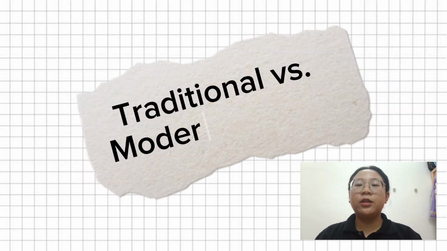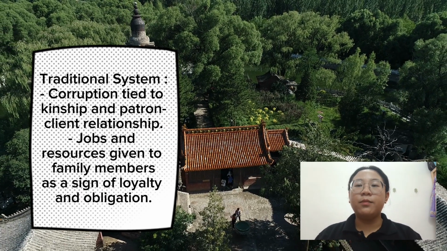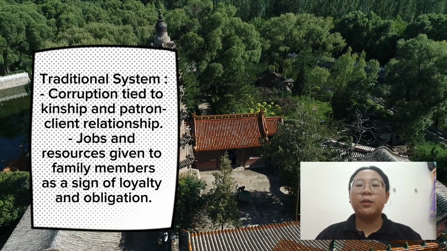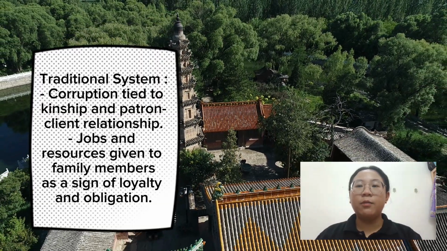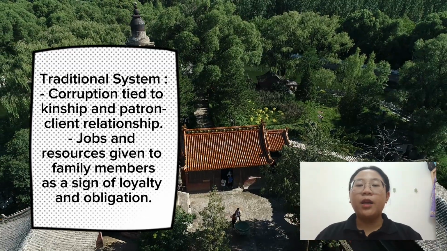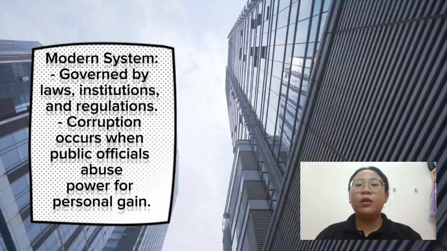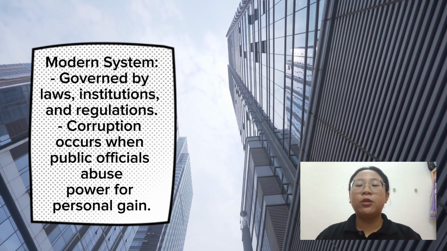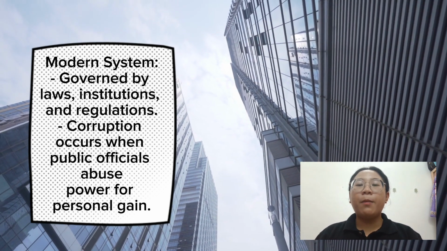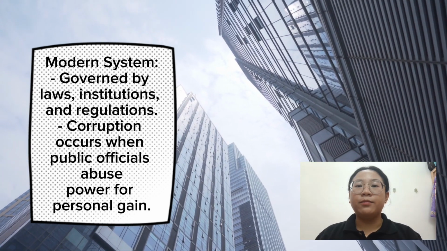Lastly, traditional system versus modern system. In a traditional system, corruption operates through kinship ties and the patron-client system because it reflects loyalty and obligation, by giving job offers and resources to family members. In a modern system, governed by law, institutions, and regulation, public officials abuse their power for their private gain.